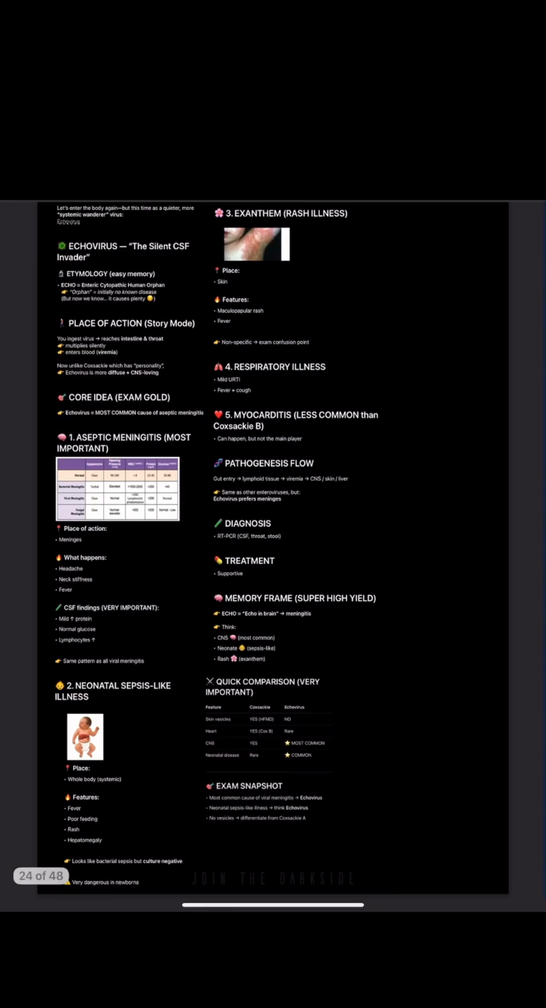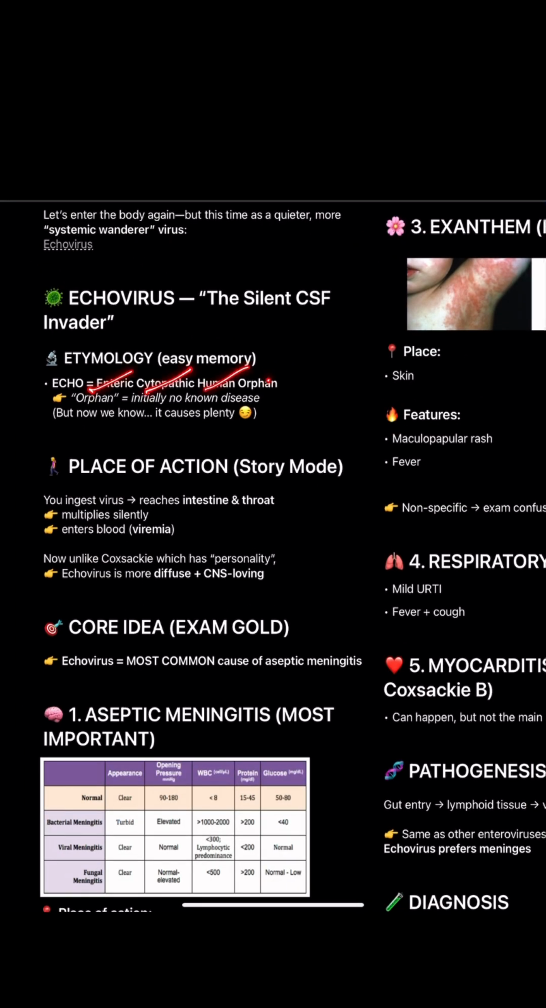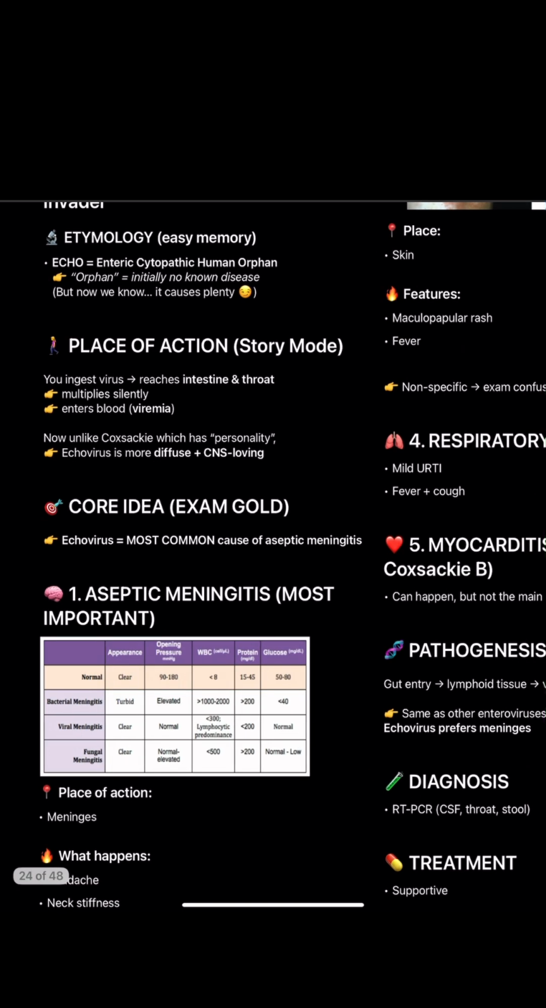Now let us see echovirus, enteric cytopathic human orphan. Initially no known disease was found, but now we have many diseases. So, orphan virus. Now let's enter the body again, but this time as a quieter, more systemic wanderer virus, echovirus. You ingest the virus, it reaches the intestine and throat, multiplies silently, and enters the blood. Unlike Coxsackie, which has personality, echovirus is more diffuse and CNS loving.